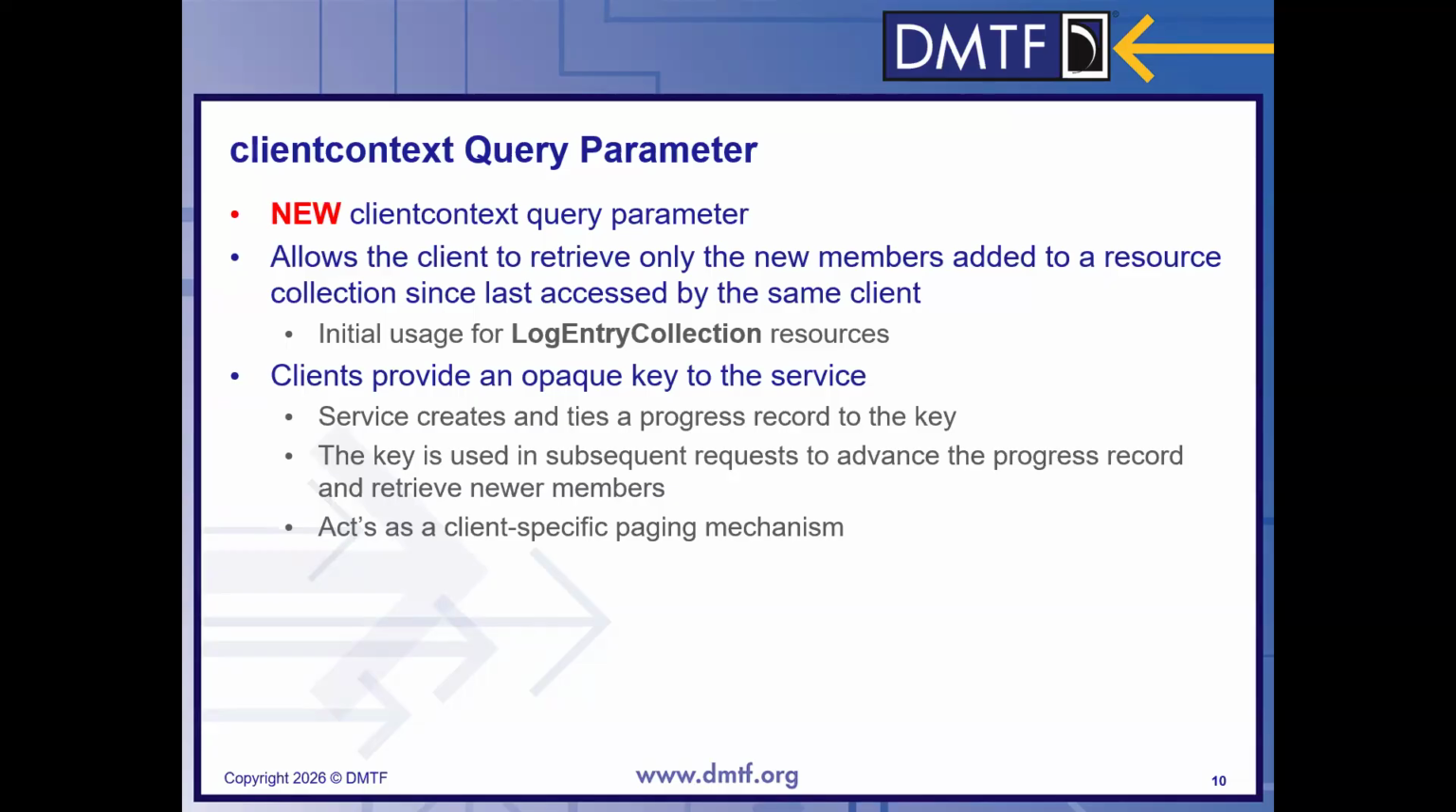And so the way that this is implemented is that clients provide an opaque key to the service. And then under the hood, the service creates and ties a progress record to that key. And then the client on its part makes sure that it uses that same key in every subsequent request in order to advance the progress record, basically a pointer to the last record I've seen, in order to make sure that I only retrieve the newer members. And so this acts very similar to the paging mechanism that we have, except it's more client controlled.